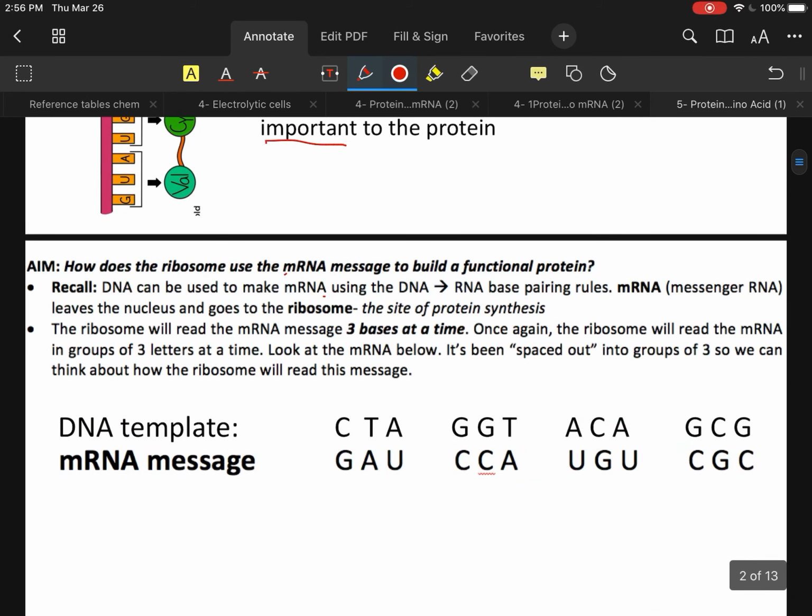Aim. How does the ribosome use the mRNA message to build a functional protein? So don't forget, we learned yesterday that DNA can be used to make mRNA using the DNA to RNA base pair rules. mRNA, or messenger RNA, leaves the nucleus where it's built and goes to the ribosome, the site of protein synthesis. Don't forget that this message contains the information that was in the gene.